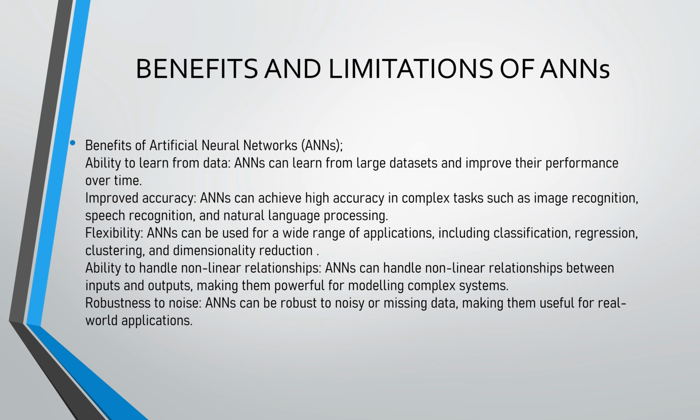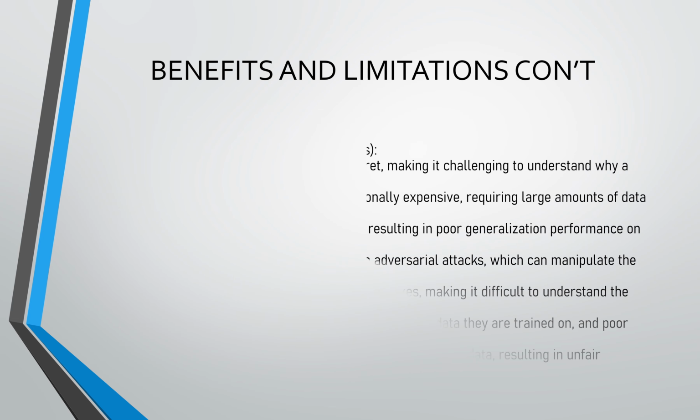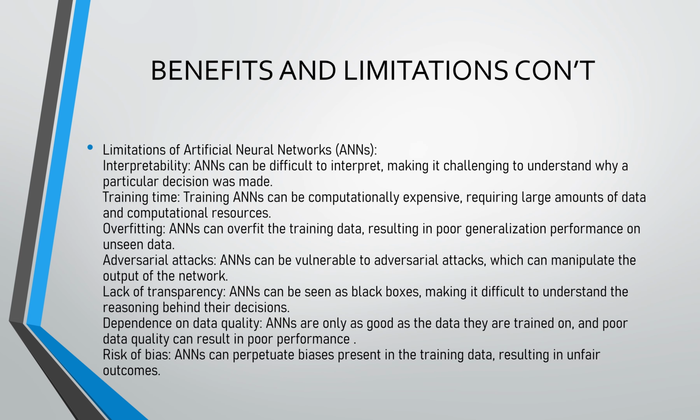Benefits and limitations of ANNs. So, benefits of artificial neural networks: ability to learn from data, improved accuracy, flexibility. Limitations of ANNs: interpretability, training time, overfitting, adversarial attacks.